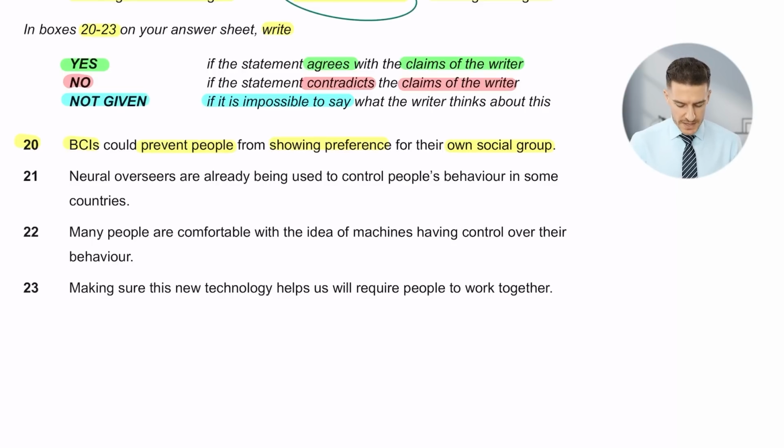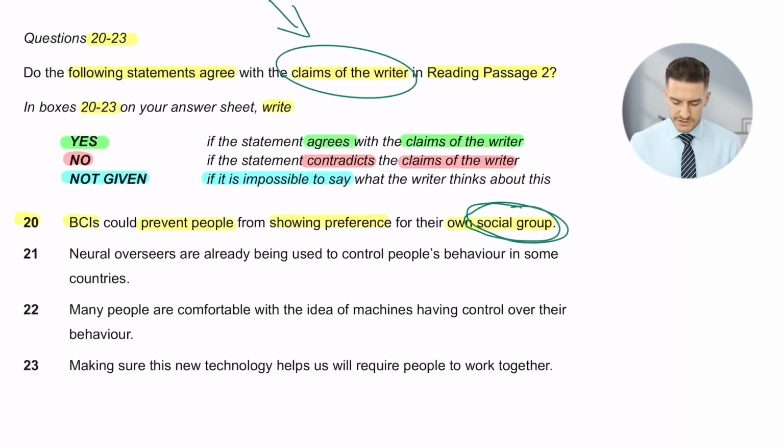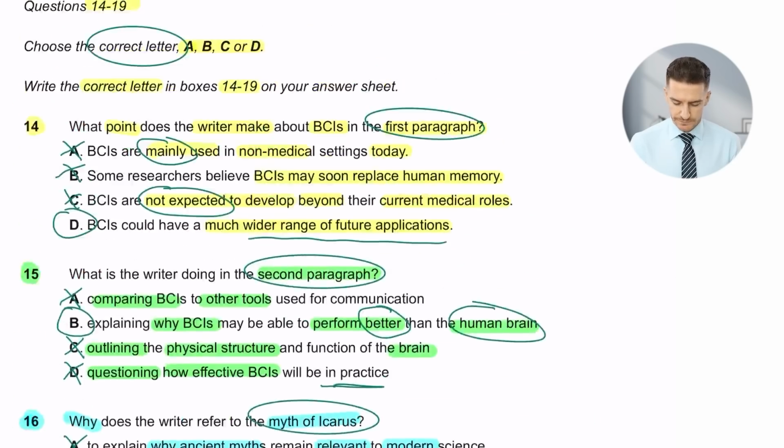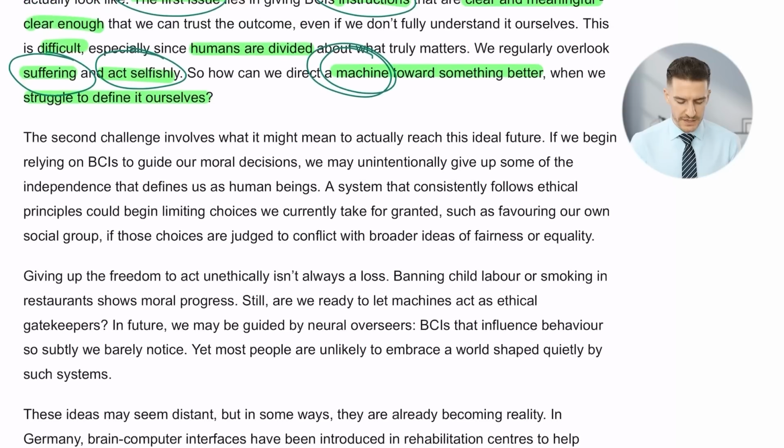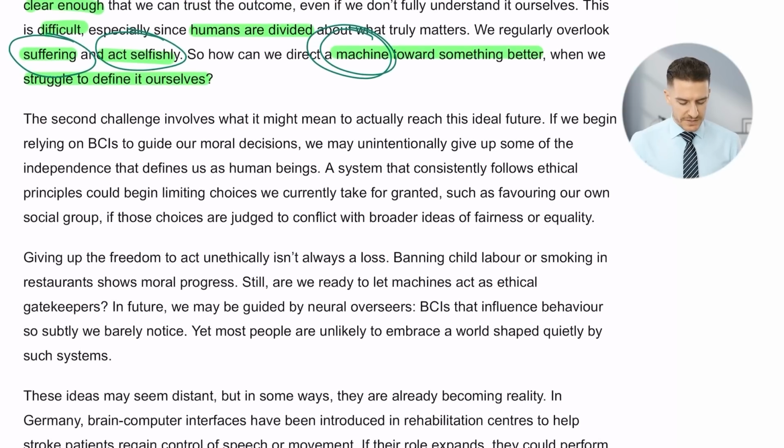So let's go back up and we'll see if we can find the answer. Now, social group looks like it's going to be a very important word. So let's see if we can find that in the passage. So we'll start from where we finished, which was here. The second challenge involves what it might mean. Okay, if we begin, we may give up some of our independence. That could be important. Give up some of our independence. A system that consistently follows ethical principles could begin limiting choices we currently take for granted.